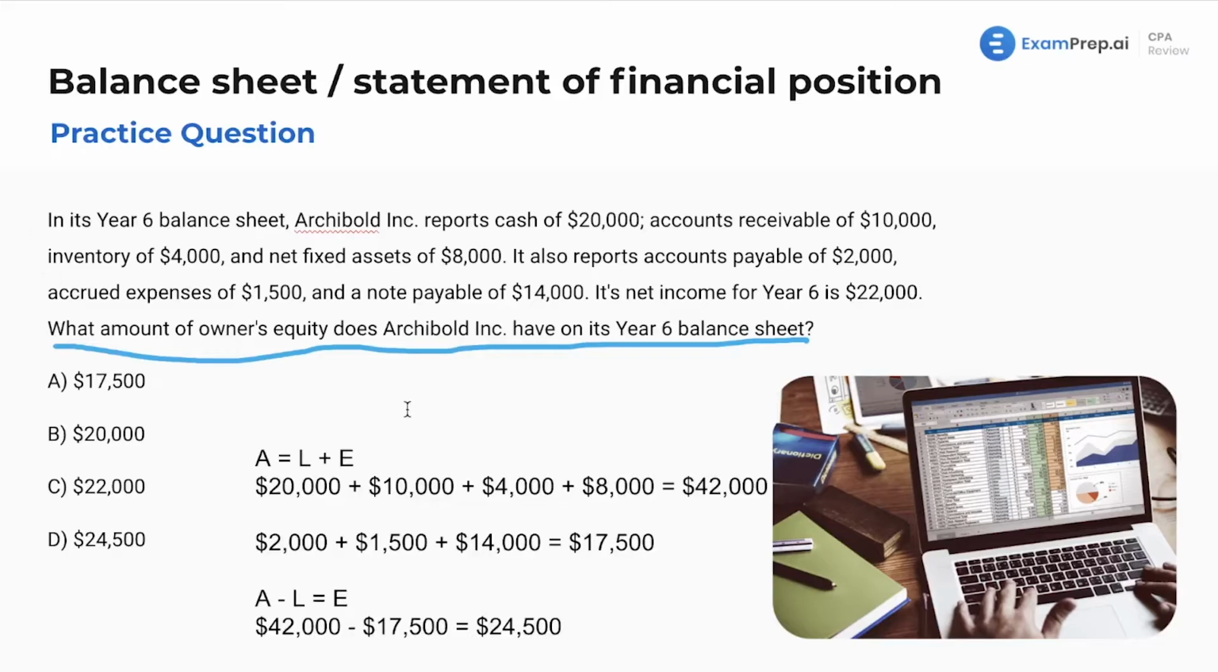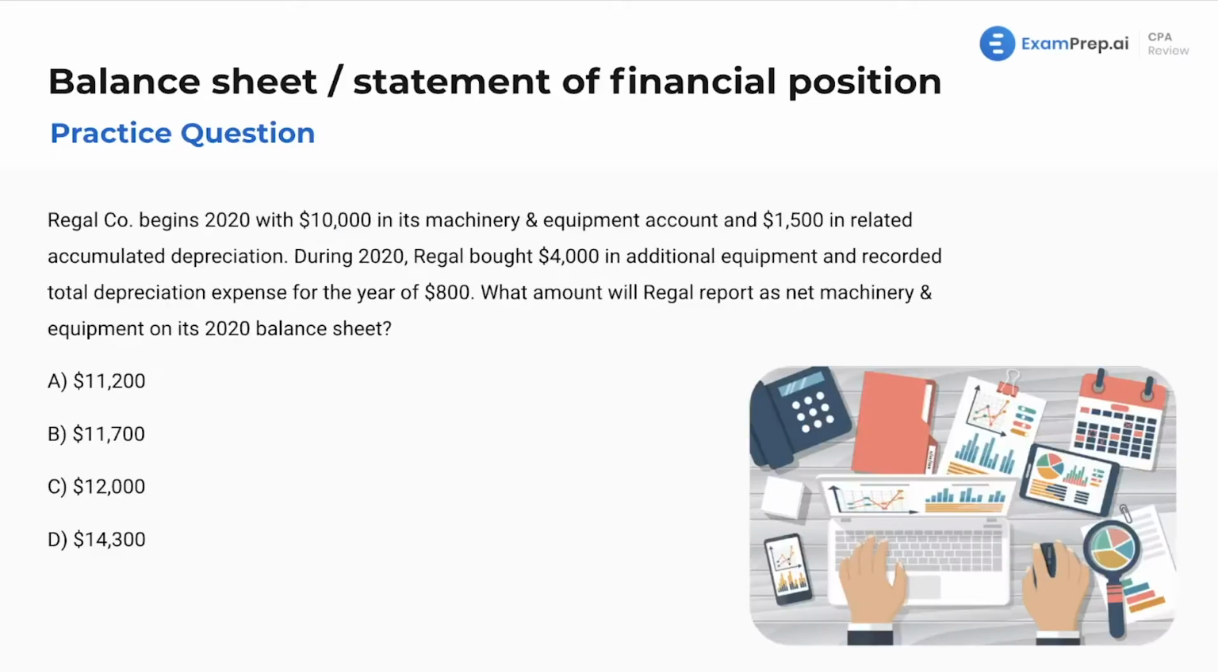Here's our math again if you wanted to take a look. But awesome. Hope you enjoyed that one. Let's move on to our next question. All right. What amount will Regal report as net machinery and equipment on its 2020 balance sheet? Well, that's a great question. Let's take a look and see.